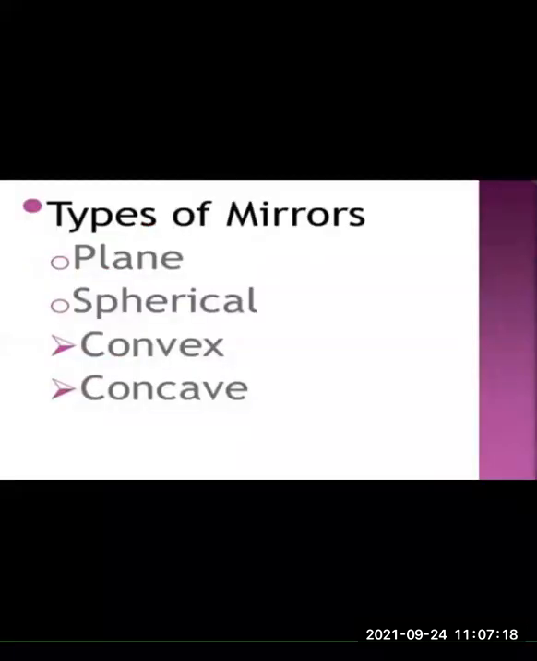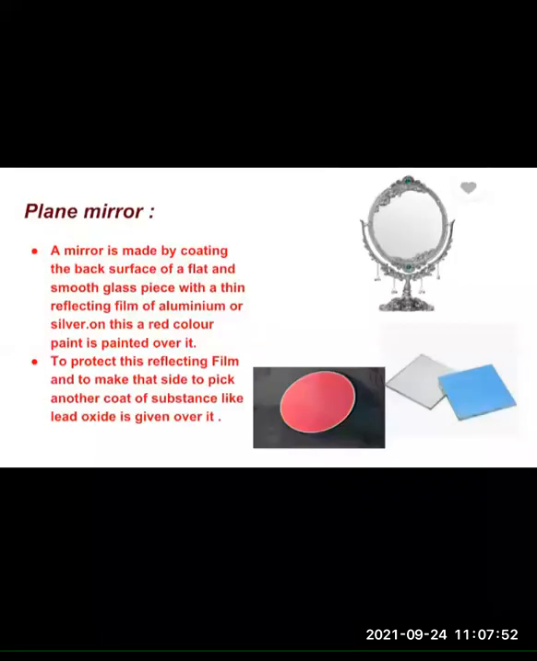Now there are basically various types of mirror. The first one is plane, and the second one is spherical, and in spherical we again have two types, convex and concave. In today's lecture we will focus on the plane mirror only. In the next lecture we will see the two types of spherical mirror, convex and concave. This is how a plane mirror looks, which we all use in our day-to-day life.